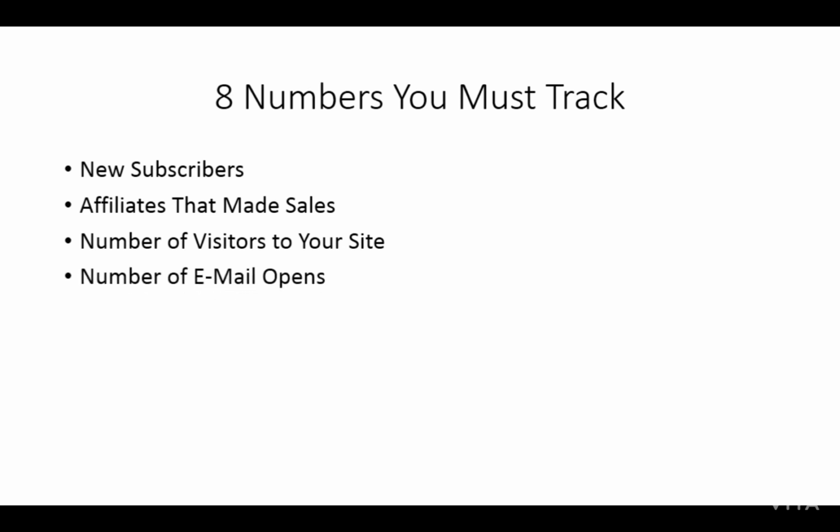Keep track of the number of people who are opening your emails. This is where you are going to determine whether or not your email copy is working, right? Because if you're getting new subscribers but your emails are turning people off, you need to change the way you write emails. Right? So keep track of the number of email opens you're getting. Keep track of them in relation to the number of people that are subscribing to your list. It's a percentage you want to keep track of.